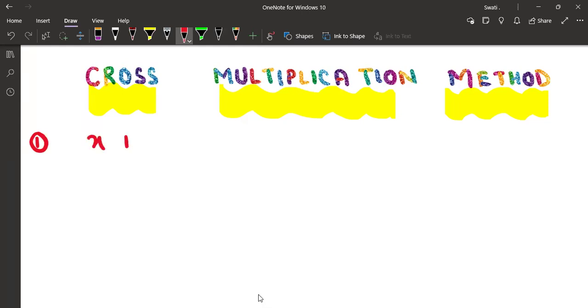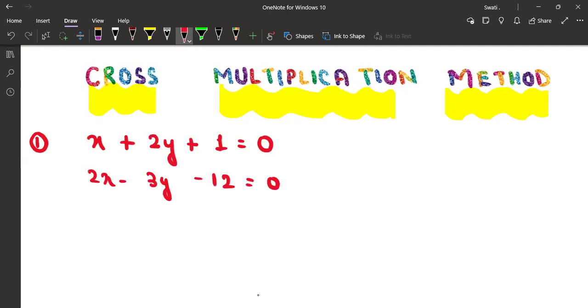So I'll just start with this question, and then in this question I'll teach you the formula also. So x plus 2y plus 1 is equal to 0, and the second is 2x minus 3y minus 12 is equal to 0. Cross multiplication method, Manya, in this you have a formula. The formula should be known first. So let's first talk about the formula.